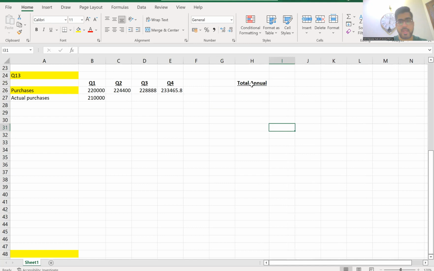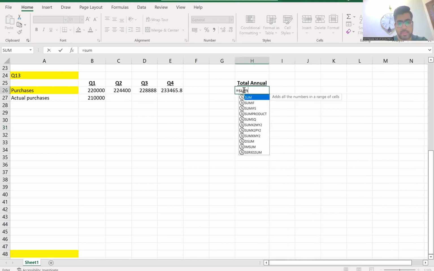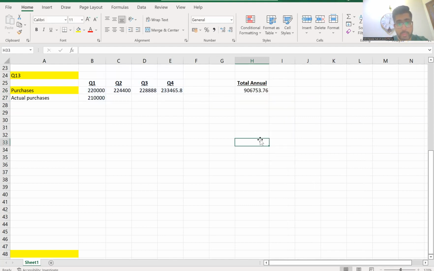Now, if it asks total as per the old, the total would just be the sum of all, B26 till E26. Simple. But it's not asking the total annual material purchase as per the old budget. It's asking as per the updated budget. Now, you know the principle of rolling budgets: the budget should be updated. Actual results were 210, and now it was estimated only 1% per quarter. So you should make the next quarter's budget revising that.